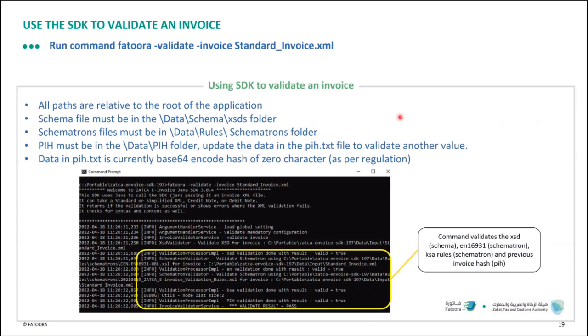Some examples of how to use the SDK, from a command line point of view. The first command that you can see here is to validate the invoice. We're typing faatura-validate, and then passing the XML file to be used. Once you've done that, you're going to get some results, and based on those results, you'll be able to know whether this has been successful or not. You can see here at the bottom that the validation has passed correctly.